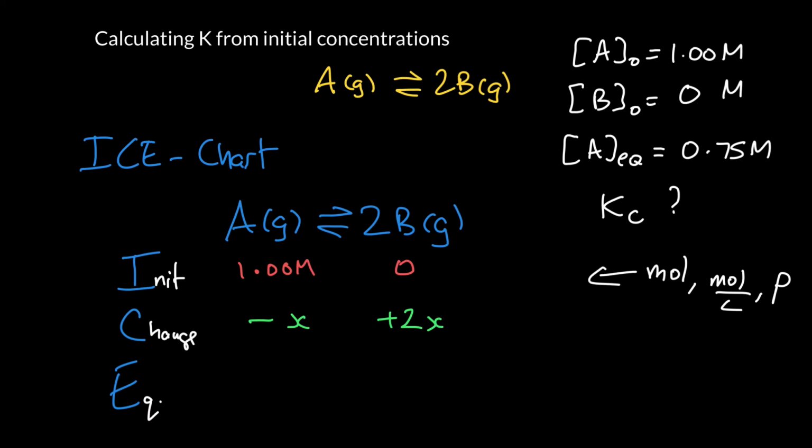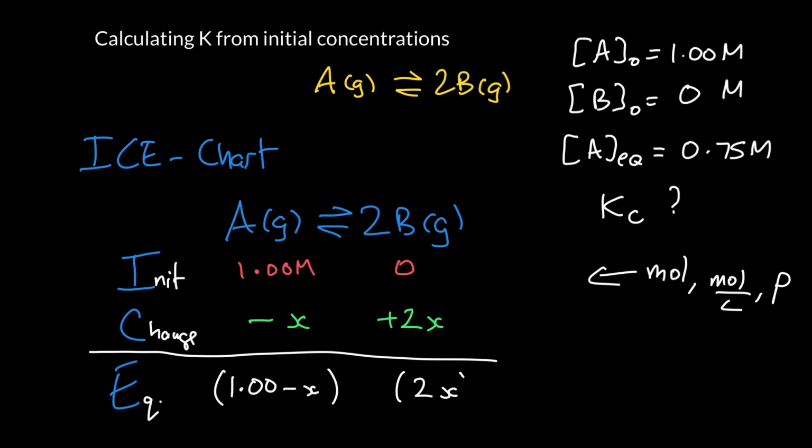And in an ICE chart problem, we simply sum together the initial and the change. And I'm going to be a little bit sloppy here and leave off the units. I'm going to write this as 1 minus x. And over here, this is going to be 2x. So at the bottom line, this is what I have. Now, if I know the value of x, I can solve for the equilibrium constant.